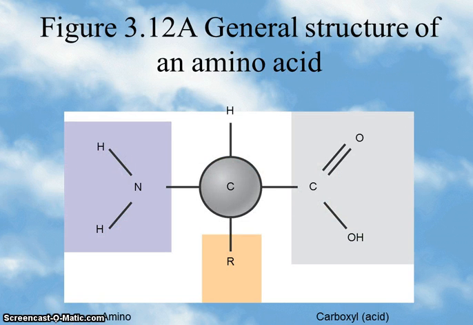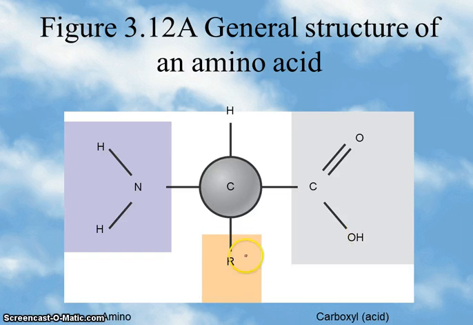So let's look at the general structure of an amino acid. An amino acid starts with a central carbon. We know that carbon atoms can make 4 covalent bonds. So the central carbon in an amino acid is going to be bonded to a hydrogen. It's going to be bonded to this NH2 group, which is referred to as an amine group. It's going to be bonded to a COOH, which is an acid group.